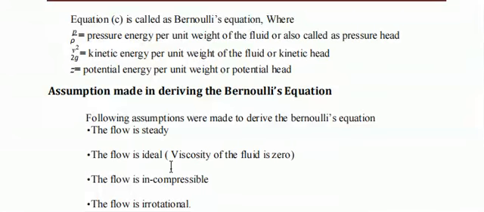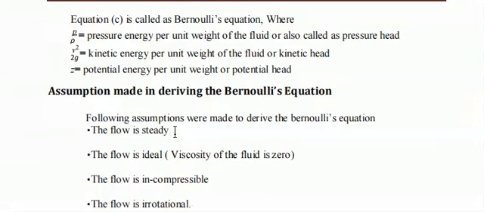And the second assumption is the flow is ideal, that is, the viscosity of the fluid is zero. If the viscosity of the fluid is zero, then it is called an ideal fluid. These types of fluid we will study in the first module. The first assumption is the flow is steady, that is, the flow of a fluid is the same with respect to time. It is constant. That is our first assumption we made while deriving the Bernoulli equation.